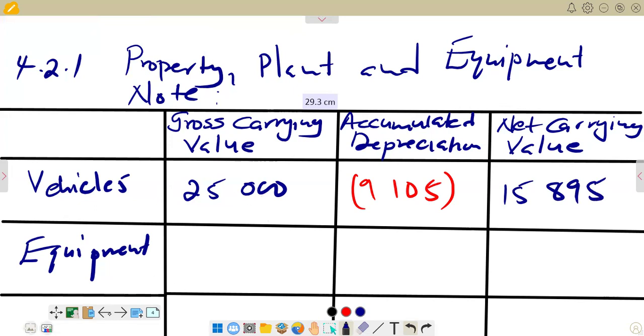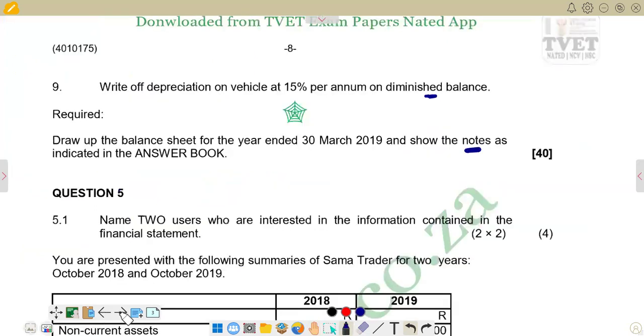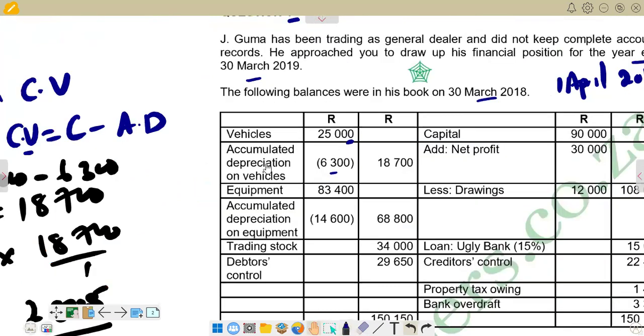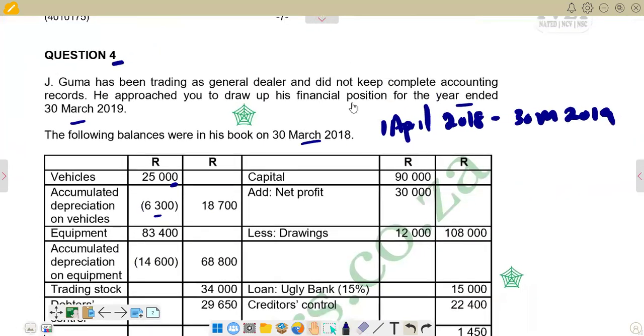Then we go to equipment. We go again to check what we have in terms of equipment at the beginning of the year. Let's check the figure that we have there for equipment at the beginning of the year. For equipment, if you come here, you'll see that we've got 83,400. This is the gross carrying value at the beginning.